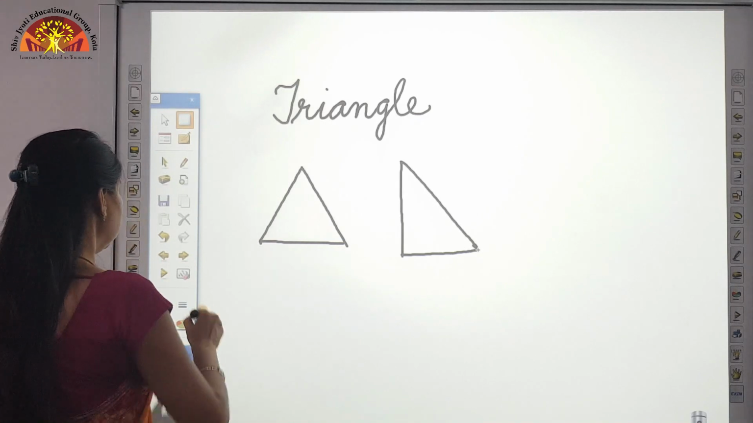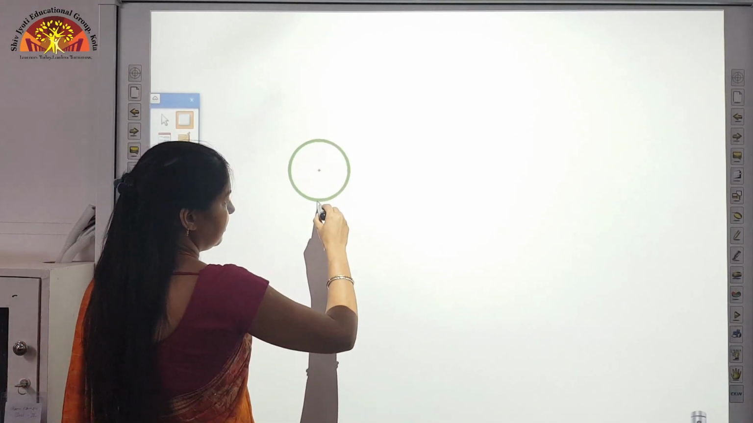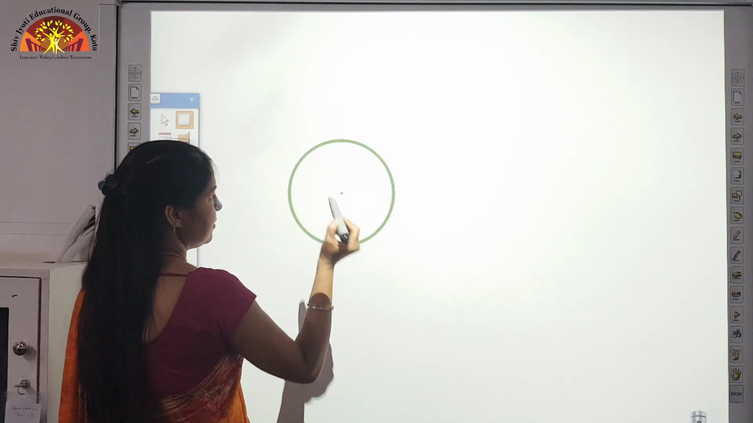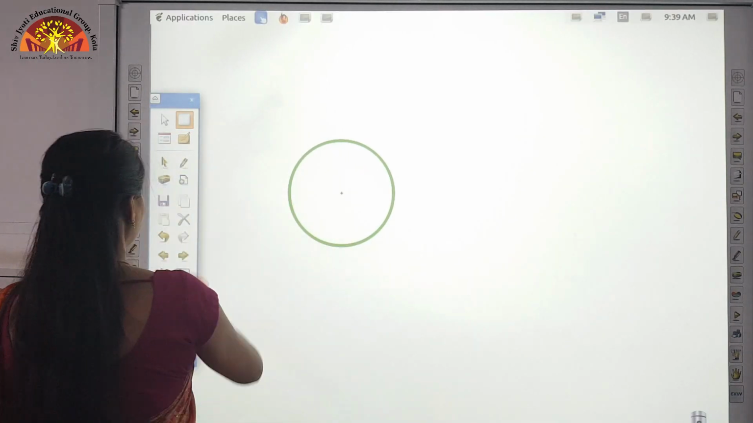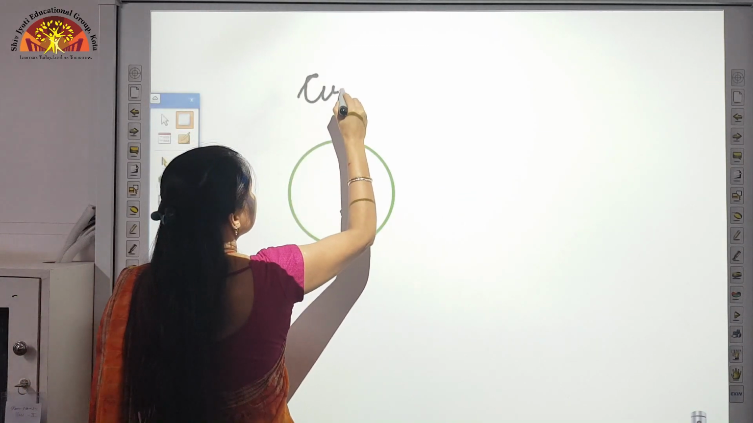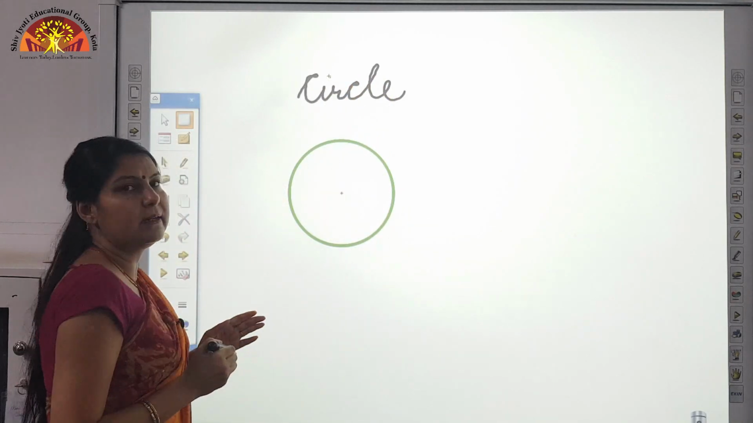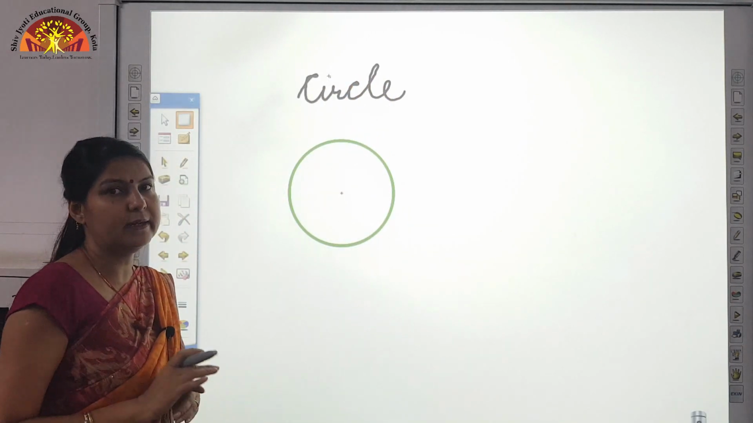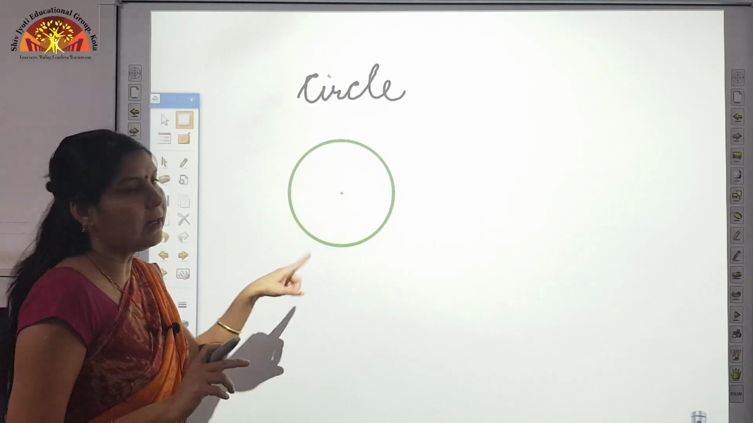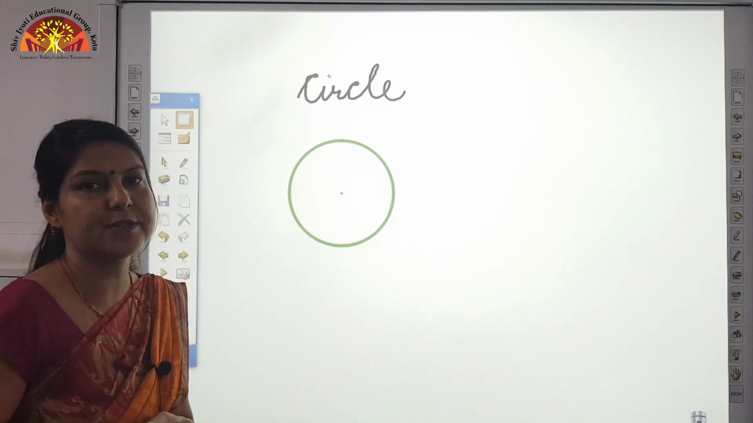Now children, next shape is circle. This is a circle. What is the spelling of circle? The spelling of circle is C-I-R-C-L-E. As you can see here, a circle has no sides and no corners. It is round in shape. Okay children, now we will see solid shapes.